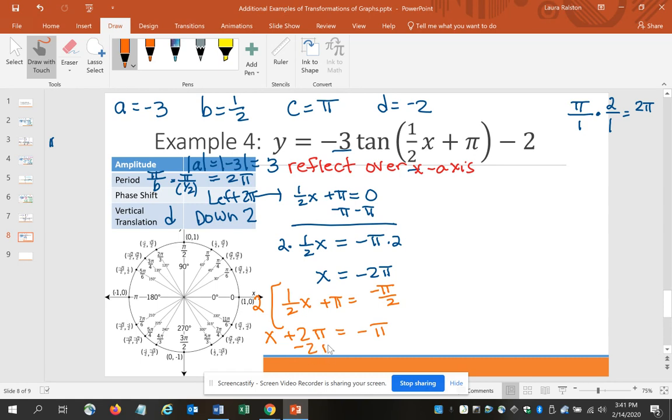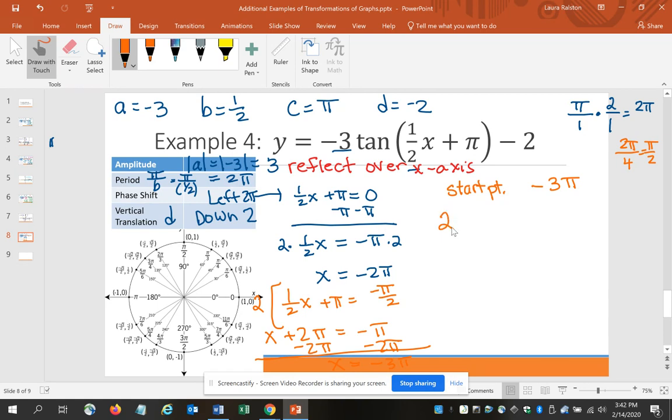Then I'm going to subtract 2 pi, so that I have x equals negative 3 pi. So my start point, in order to accommodate my phase shift, is going to be at negative 3 pi. Then I take my period, which is 2 pi, divided by 4, which is pi halves. So to find the other points, we're going to add pi halves.